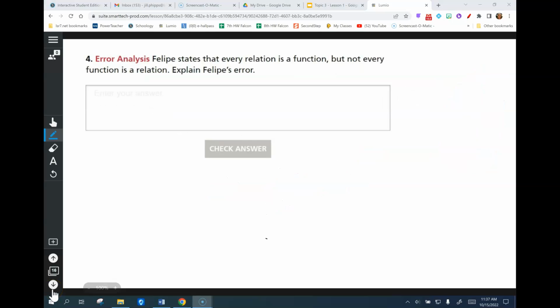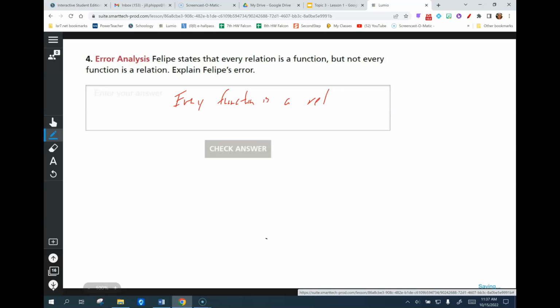I hope you'll read this problem to yourself and think about it on your own first. Philippe states that every relation is a function, but not every function is a relation. Think about it. There's a mistake. Yes, because the mistake is that every function is a relation. But we will have lots of relations that are not functions, okay? We have all kinds of relations, and we have a small amount that are functions. There's a more contained set there.